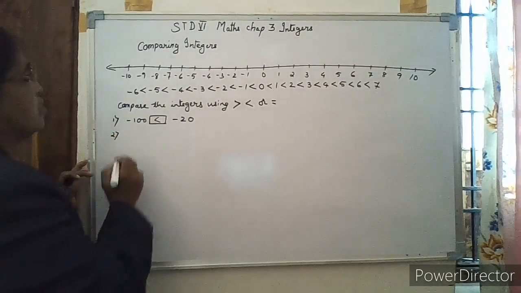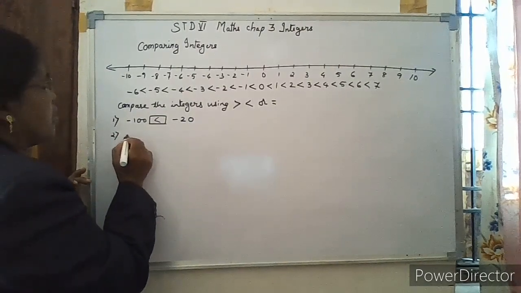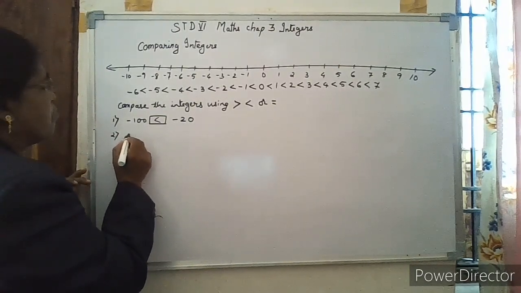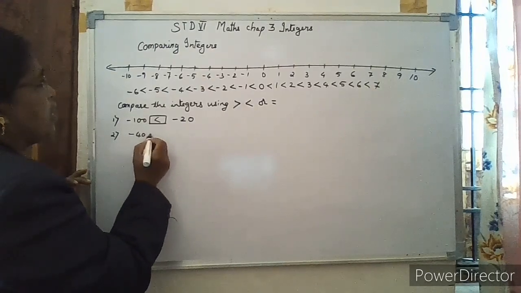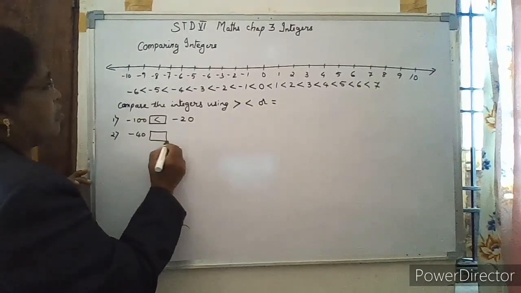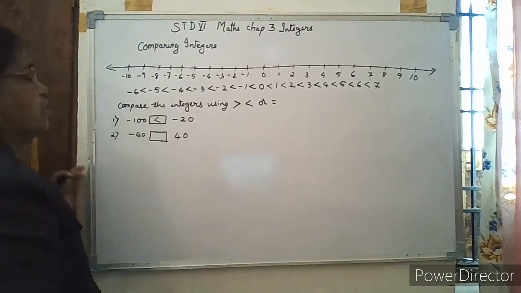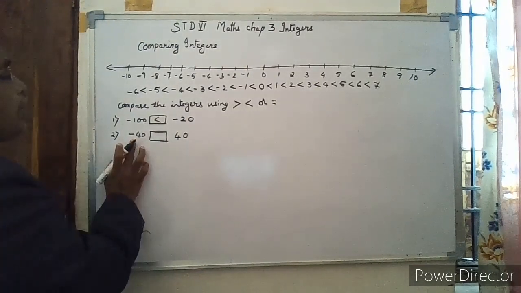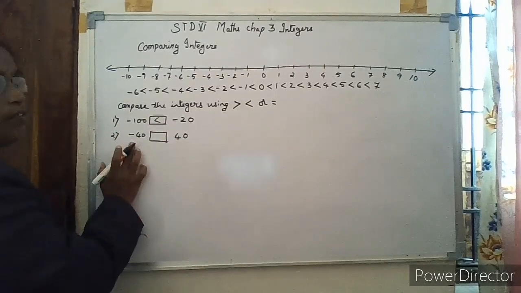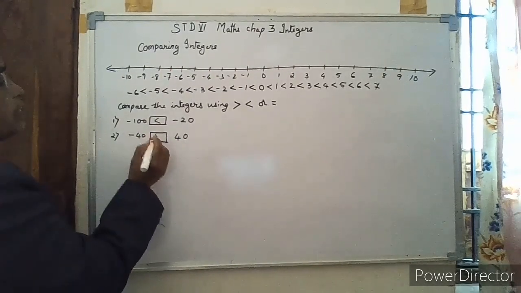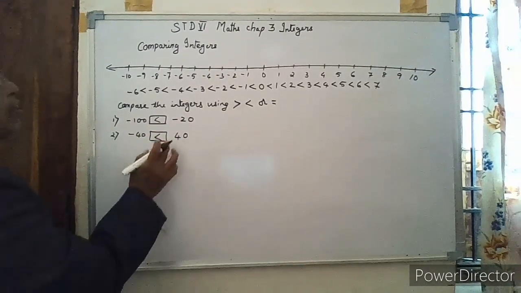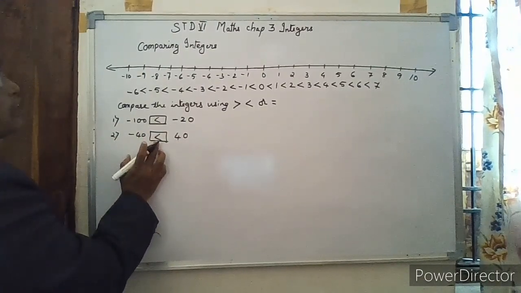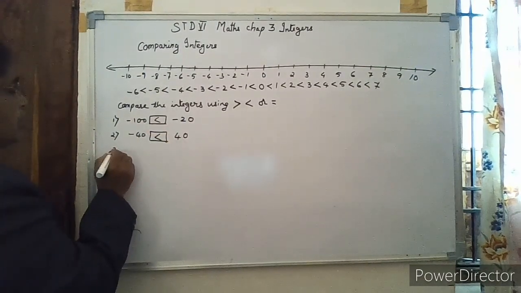Second, compare minus 40 and 40. This is negative, this is positive. A positive number is always greater than a negative number. So minus 40 is smaller than 40.